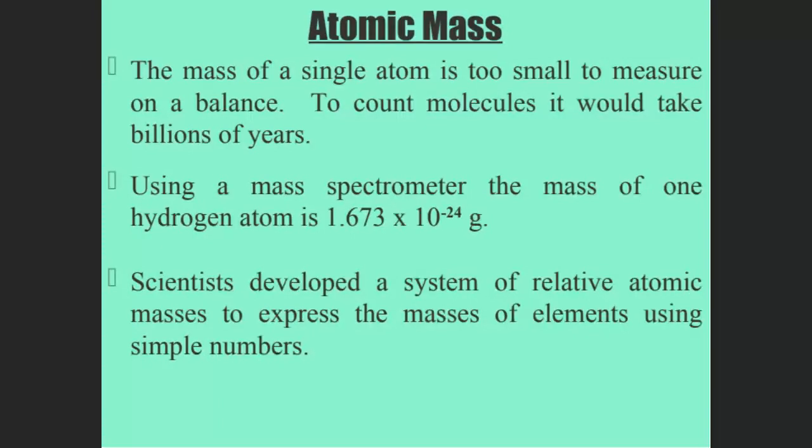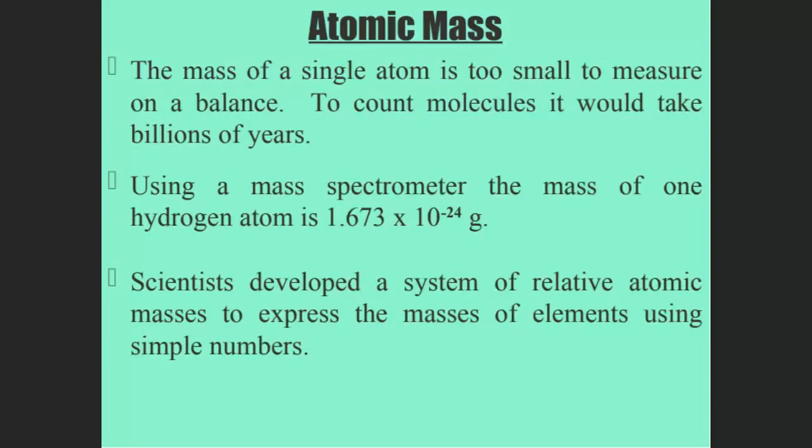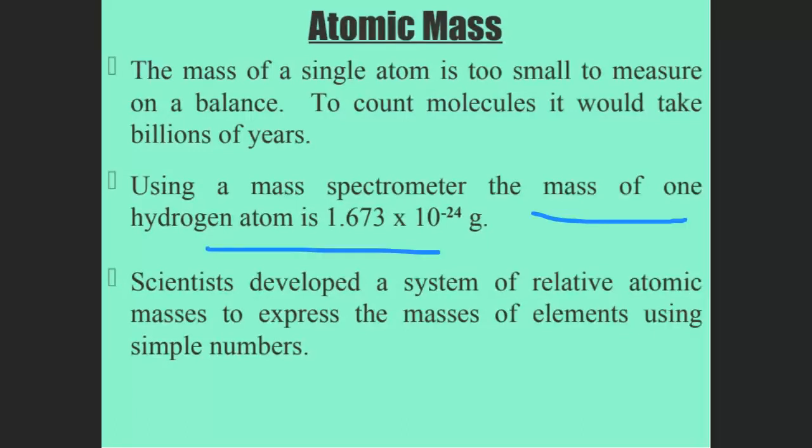But as you all know, atoms are very tiny particles. You can see here that one hydrogen atom's mass is so tiny, 1.6 times 10 to the negative 24. It's so small that we cannot even see it, correct? So then how can we quantify things, how can we calculate the number of atoms, how many moles, or in grams?